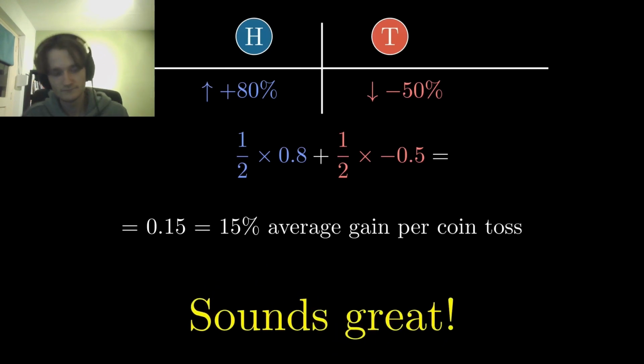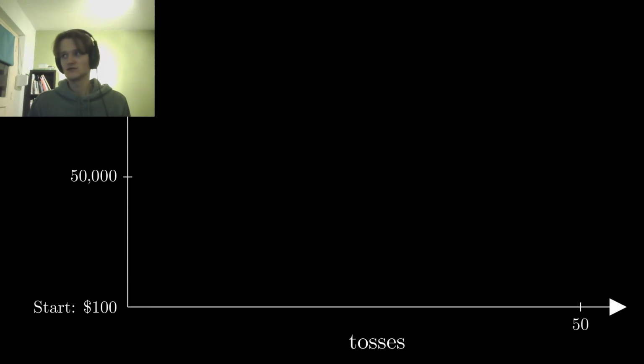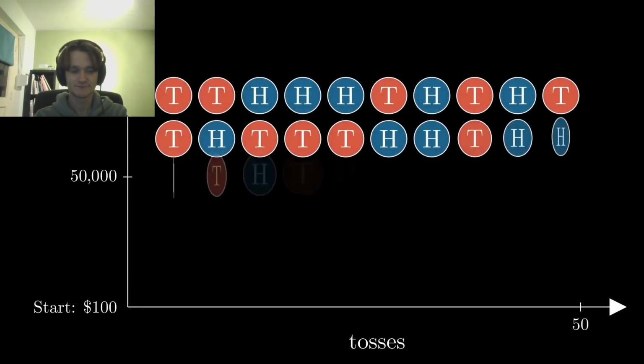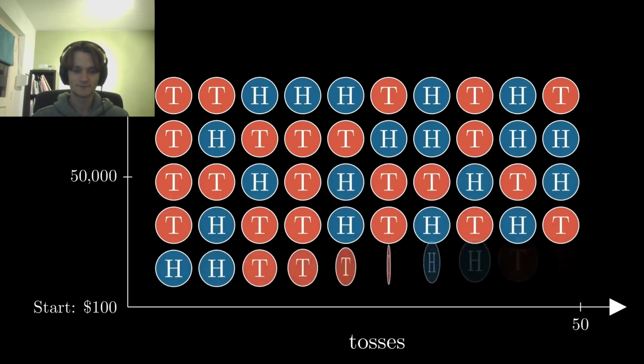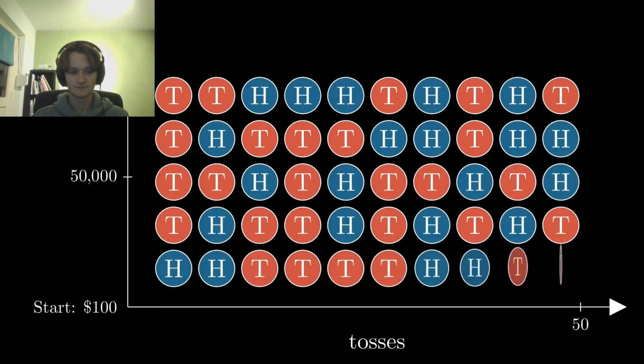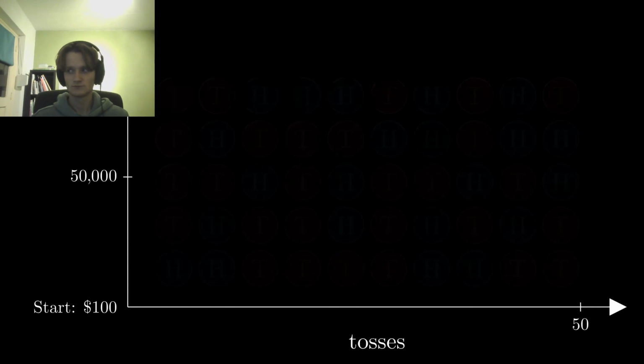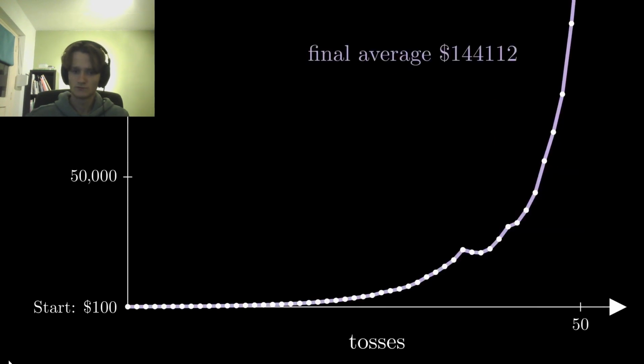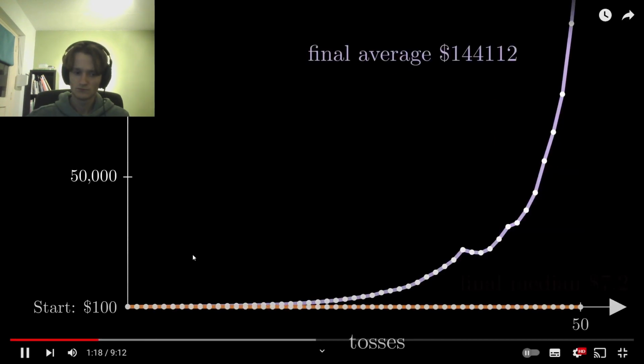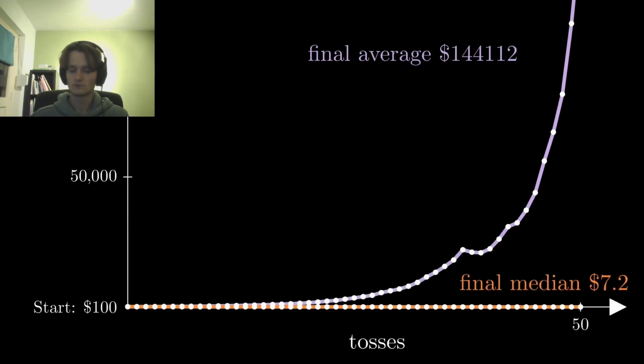Sounds great. Would you be willing to play this game? Yes. Then let's simulate 1 million people, each starting with $100 and playing 50 rounds. Here's a graph of their average wealth. As expected, their average grows exponentially. However, their median and mode plummet to a measly $7.2.